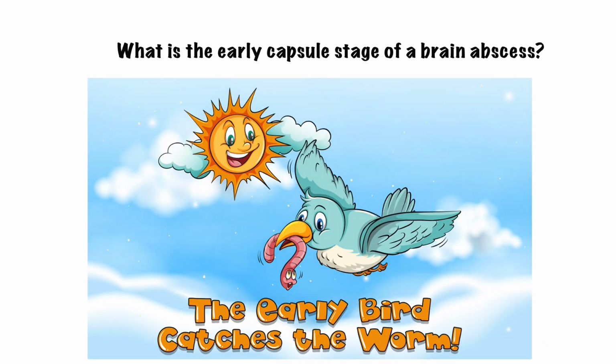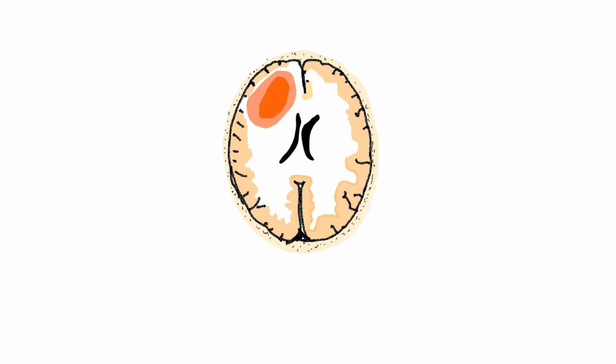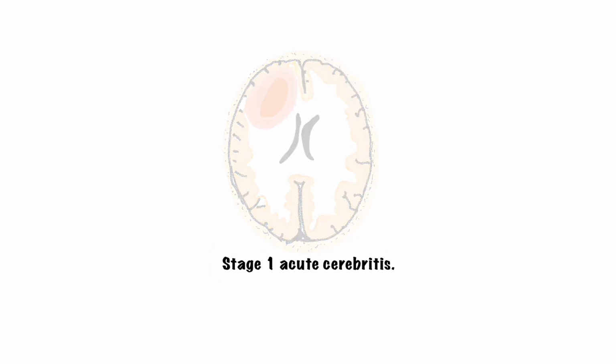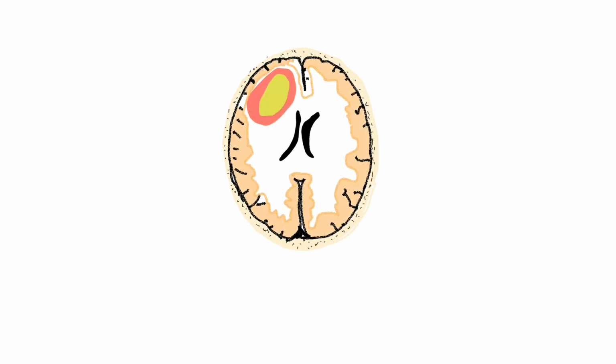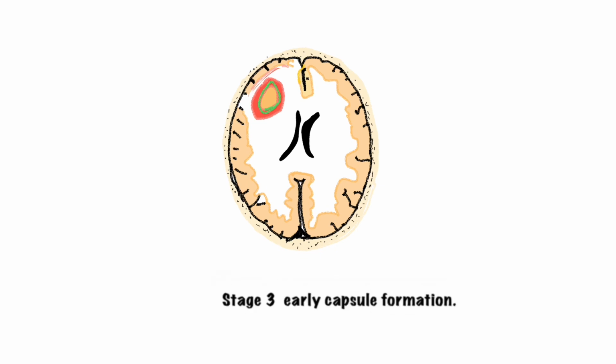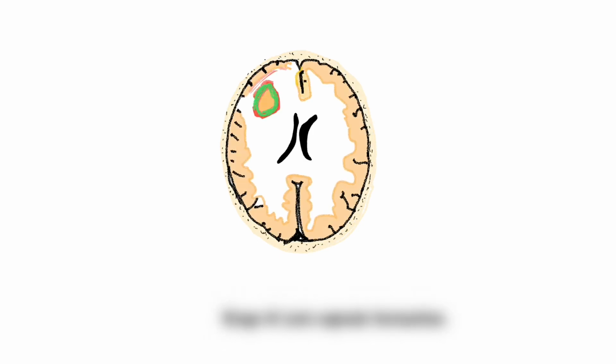What is the early capsule stage of a brain abscess? This early stage is commonly called cerebritis. After 2 to 3 weeks, necrosis and liquefaction occur, which is then covered by a distinct capsule consisting of an inner layer of granulation tissue, a middle collagenous layer, and an outer astroglial layer. Surrounding brain parenchyma is often edematous.